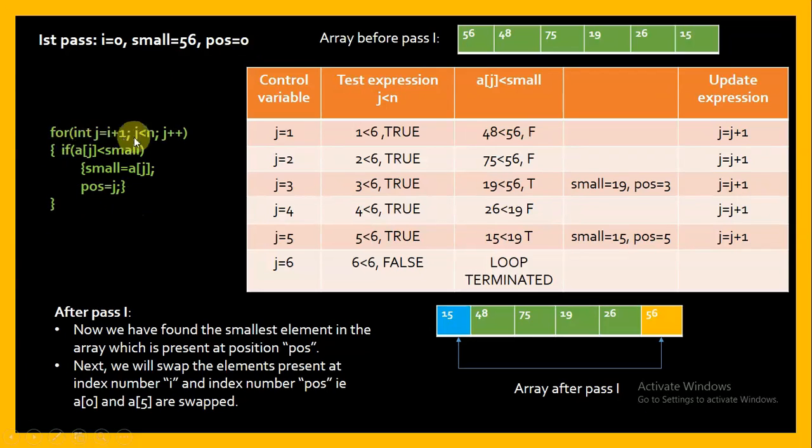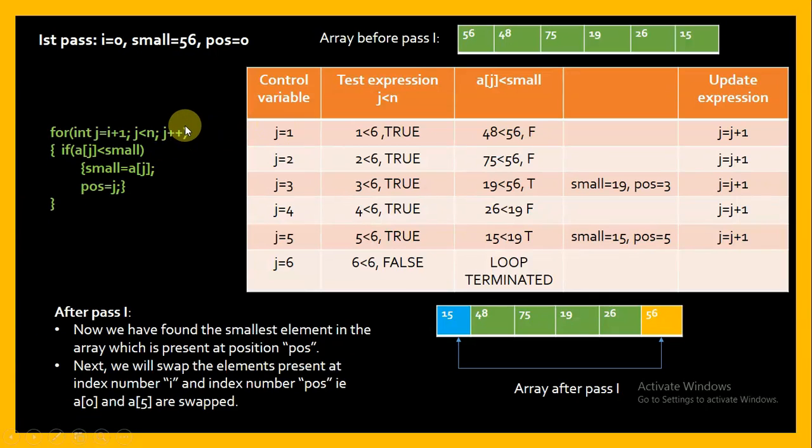Now this is the loop for searching the smallest element from the array. Let us see how this loop actually functions. In the beginning, j is equal to i plus 1. So i is 0, so j will become 1. Now the condition is true because 1 is less than 6, n is 6 here. Now we check if A[j] is less than small. What is A[j]? A[1] is 48, which is less than 56. The condition is false, so we simply go to the update expression, j plus plus.